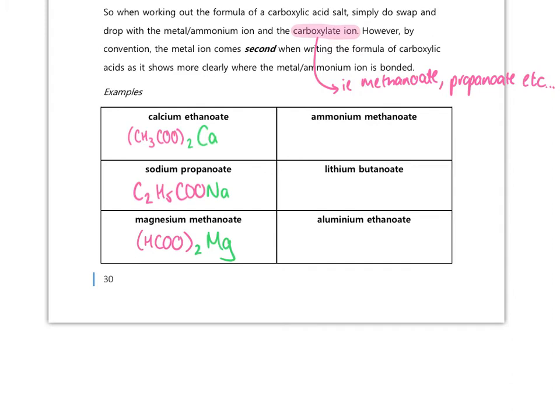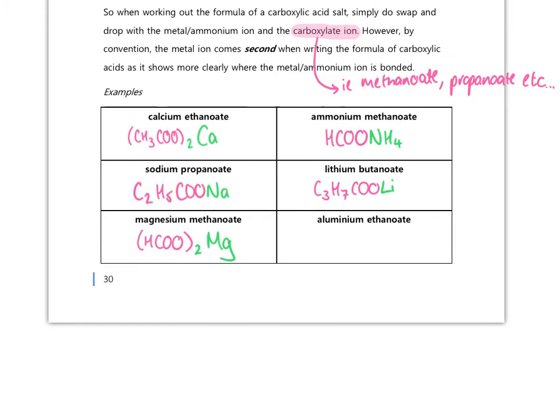Ammonium methanoate, hopefully you saw with those that methanoate and ammonium both have a valency of 1. So those cancel out, and so you'll have HCOO from your methanoate and then NH4 from your ammonium. Then lithium butanoate, well, the formula of butanoate will be C3H7COO, and then because lithium has a valency of 1 as well, there'll be no brackets with this one, and it'll just be Li at the end.